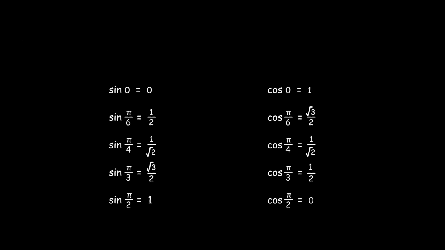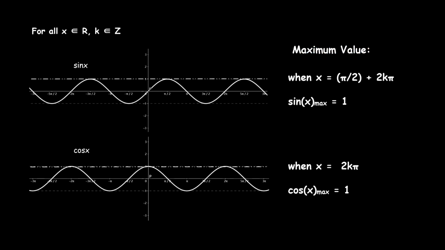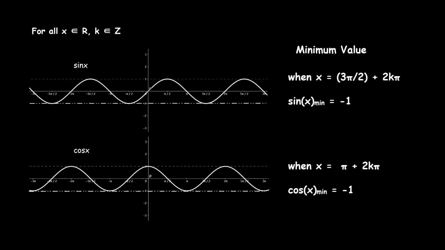Additionally, we can identify some special angles from the graph. These angles, such as 0, pi over 6, pi over 4, pi over 3, and pi over 2, correspond to specific points on the unit circle and have well-defined sine and cosine values. From the sine and cosine graphs, we can clearly observe that both functions exhibit a maximum value of 1 and a minimum value of -1.